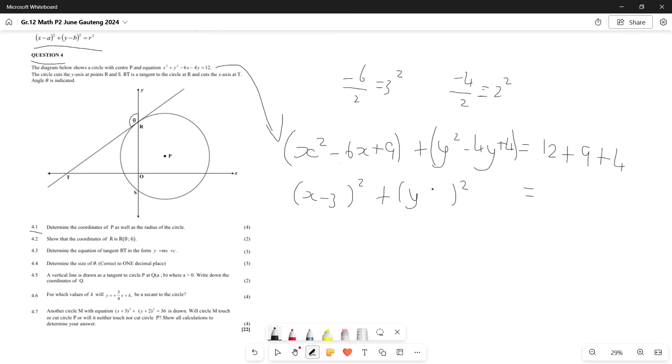We have plus, and then we're going to say minus 2, because y times y is y squared, y times minus 2 is minus 2 times 2 is minus 4y over here, and then minus 2 times minus 2 is positive 4 over there.